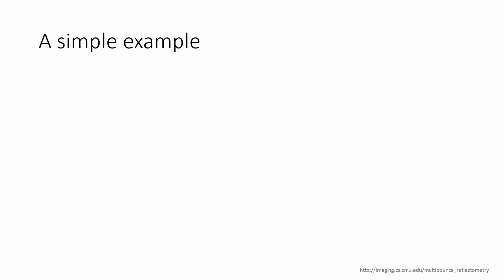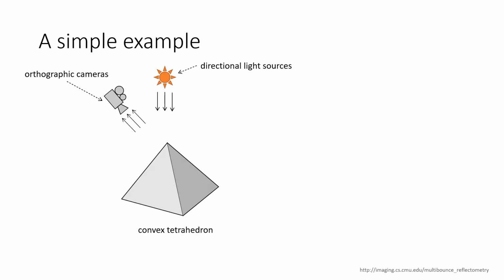Let's see some results. We begin with a simple example that demonstrates the rich information that can be obtained by using interreflections. We consider a tetrahedron, imaged with an orthographic camera and a directional light source. As the tetrahedron has only 3 visible faces, the captured image will be the result of reflection at only 3 angles, and will provide us with only 3 constraints on the BRDF.